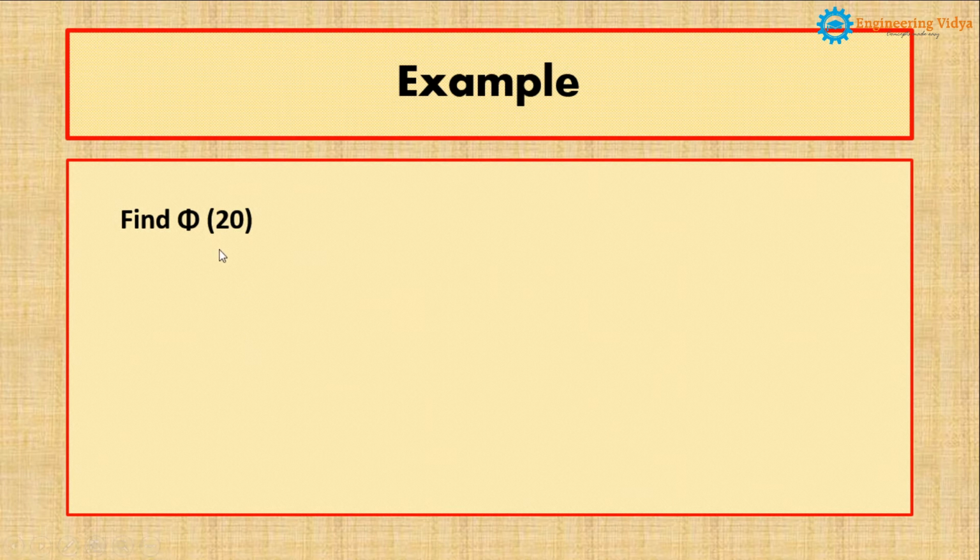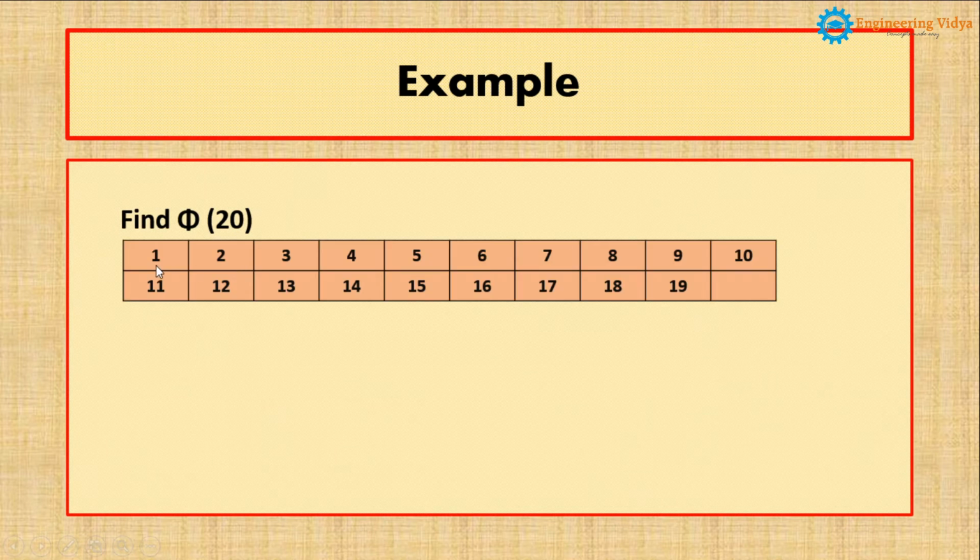Suppose you want to calculate phi of 20, then let's see how the procedure will work. Here n is 20, so n minus 1 will be 19. At step number 1, we'll list down all the numbers from 1 to 19. I hope step number 1 is clear to you now. At step number 2, we'll select only those numbers which are relatively prime to 20, so I'll start from the number 1.